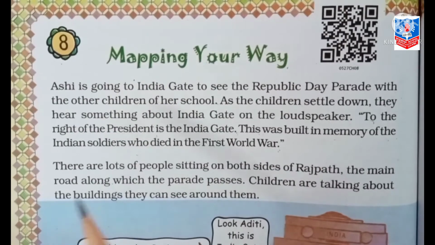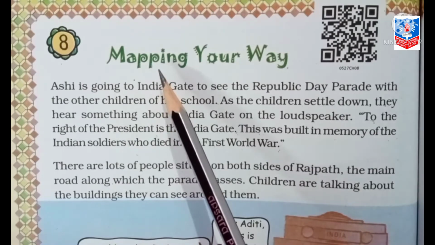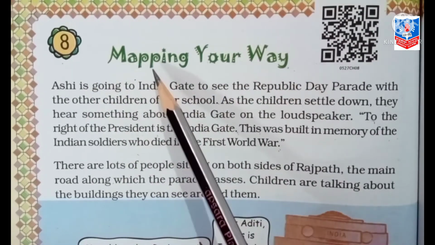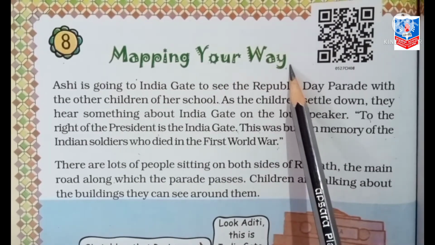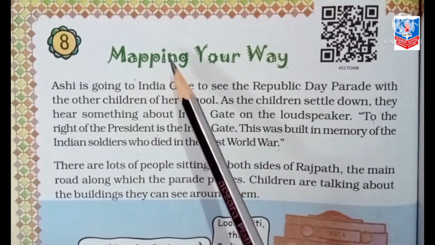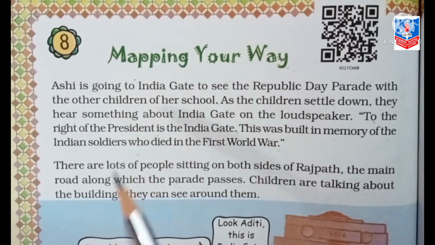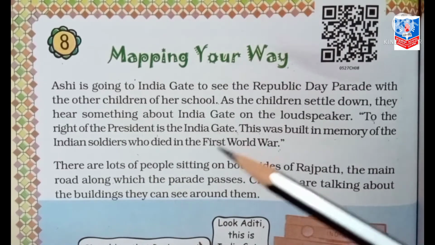Good morning, children. Let us start with our new chapter number 8, Mapping Your Way. Now, here we are talking about Google Map. You have seen in the mobile phone what Google Map is. That means the distance between a city or the distance between two places which is given, or in which direction the given place or the given thing is situated.